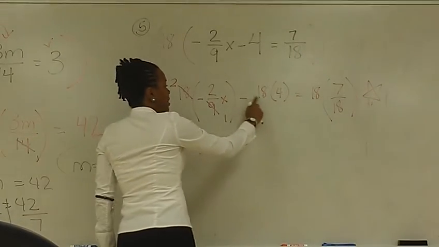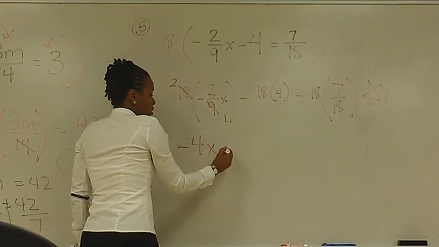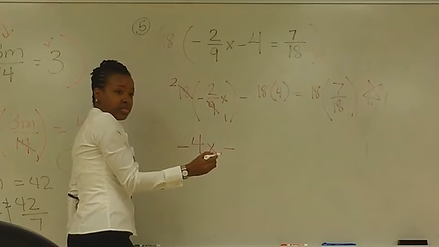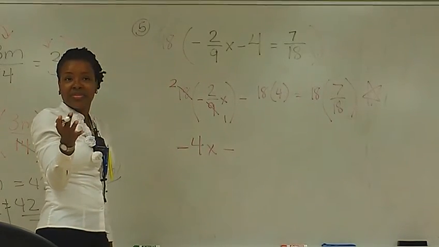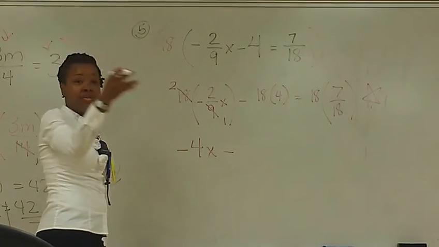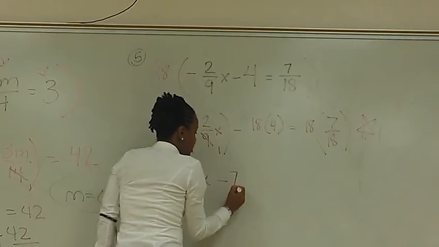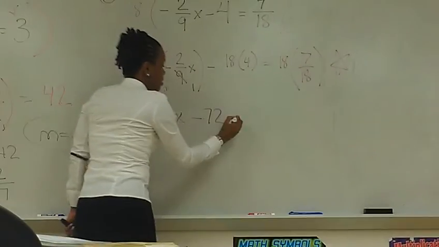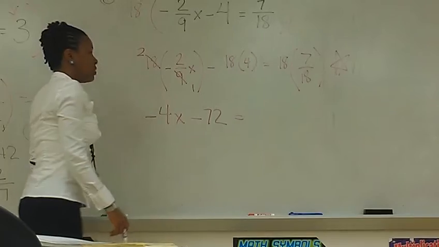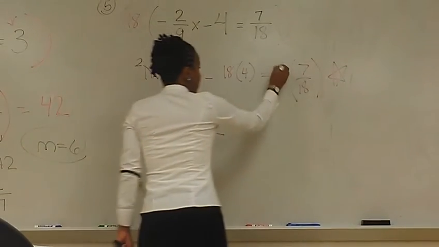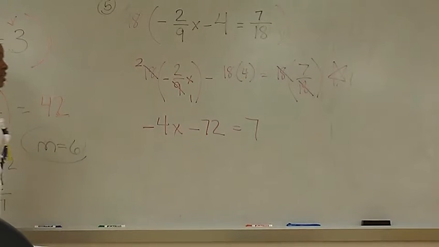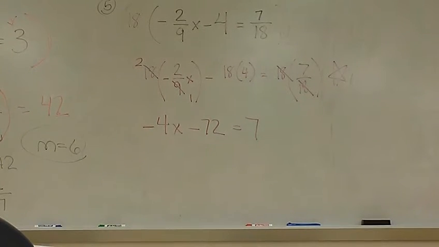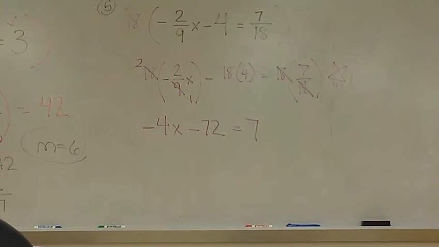Now, you have minus 18 times 4. Minus, I don't know that. You guys tell me. What happens? What is it? 72. Okay, so minus 72 equals, can anything cancel over there? Yes. The 18s, and you're left with? 7. So that's what we have to solve. Negative 4x minus 72 equals 7. You good so far, Alicia?